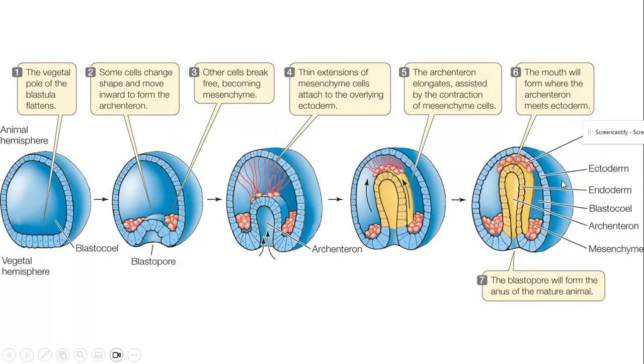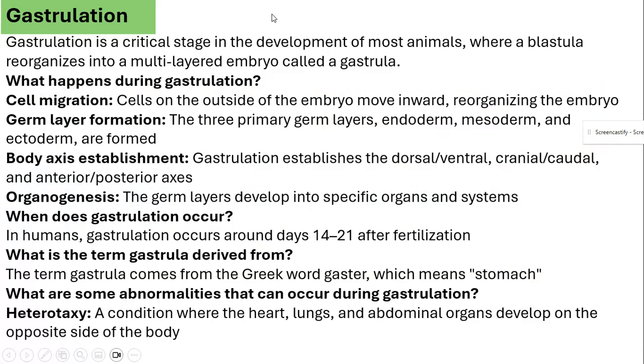It's ectoderm on the outside, endoderm on the inside. This is archenteron, all right? Blastopore will form the anus of the mature animal, mature human. Okay, gastrulation, a very important part.